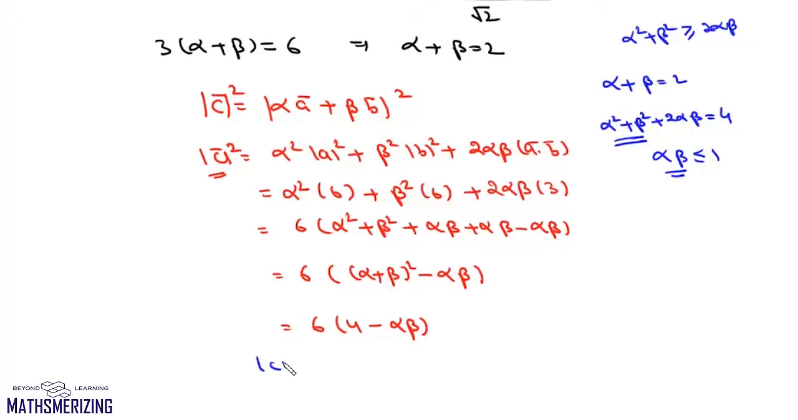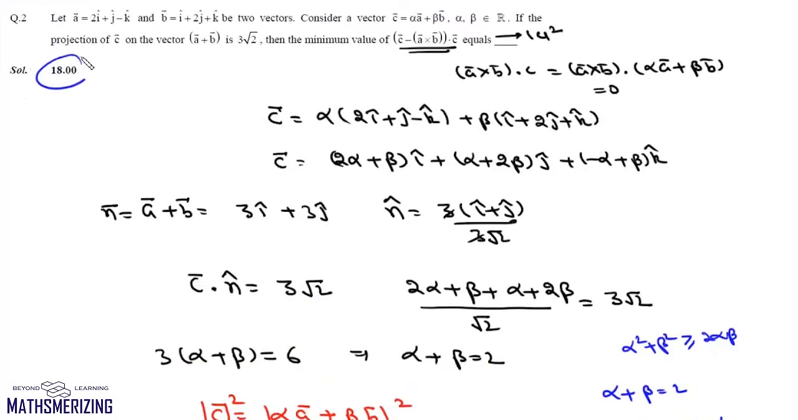So the value of C square will be minimum when the value of alpha beta is maximum. So it will be 6 into 4 minus 1, which is simply 18. So the answer to this question is 18.